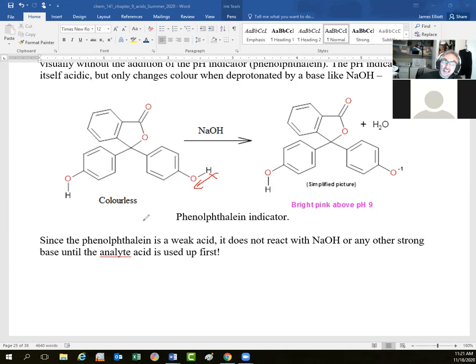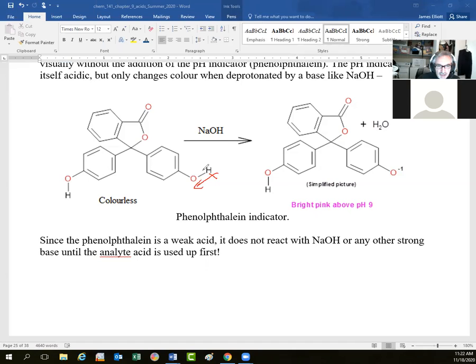And so once the acid in the beaker, the titrant has been used up, the analyte has been used up, the only acid left in the beaker is the indicator. So the sodium hydroxide will start to take hydrogens, protons, off the indicator instead. It's a very weak acid, so it's always the last to go.